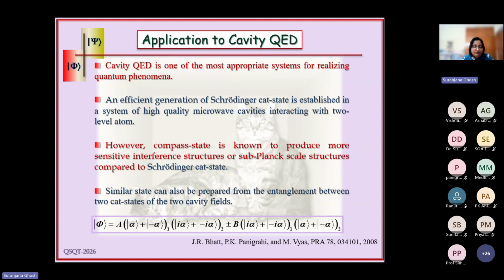As we studied, the compass state is also very important because it shows this sub-Planck dimension, and it has very good application in the quantum sensing domain. This idea was first introduced by Professor Panigrahi in 2008: if we use two entangled cat states, then one can get these small sub-Planck dimension structures. So entanglement can be used there to get the compass state.